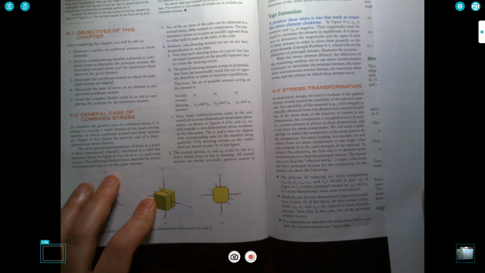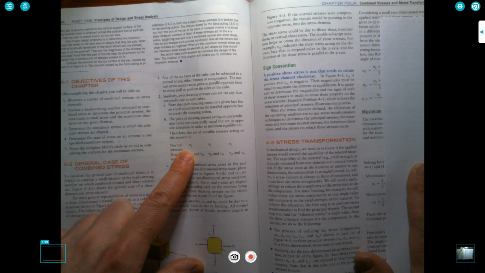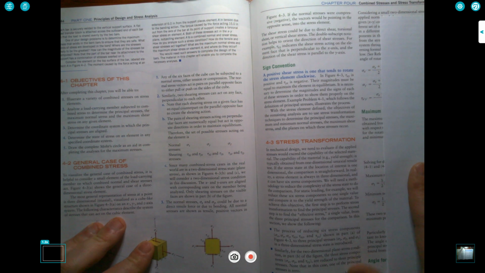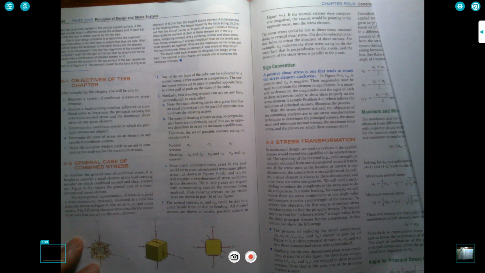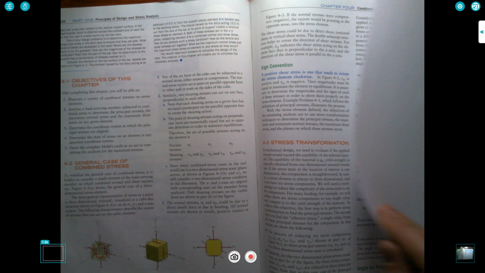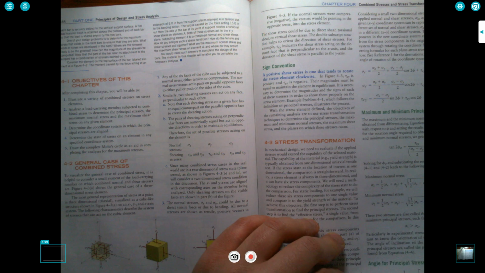So, there's really three normal stresses you have: sigma x, sigma y, and sigma z. And this is going to give us basically three potential normal stresses, unless we say one of them is zero, which we have essentially done for the homework.